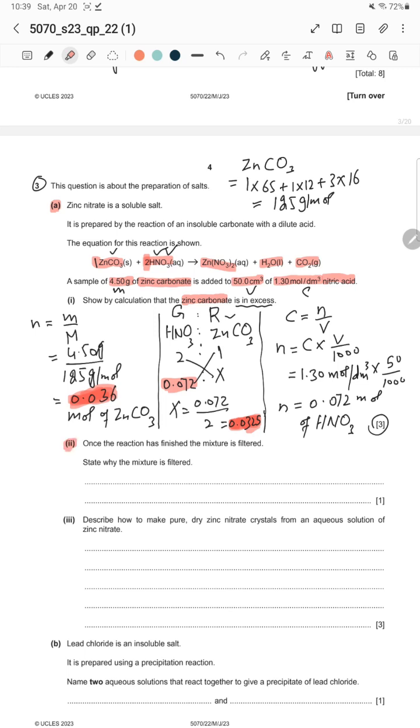Now the second part is, once the reaction has finished, the mixture is filtered. State why the mixture is filtered. That's really simple. Filtration is used to remove the excess insoluble salt. So here the insoluble salt is zinc carbonate. So here the answer will be to remove the excess zinc carbonate.